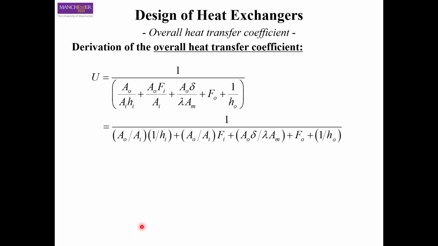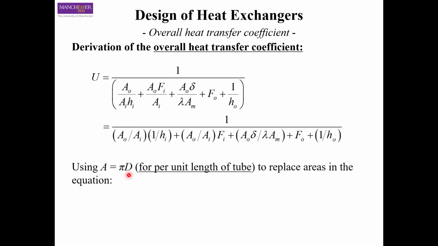So we can further expand this equation here by defining, for example, the areas in the form of diameters. Okay, so we can write a general expression for area, that is pi d. Here we are defining the surface area of the tube pi d, and that is based on per unit length of the tube. Okay, so it means that the length of the tube in this equation, we are assuming it's 1 because surface area is pi d L, and L in this case we assumed it's 1.